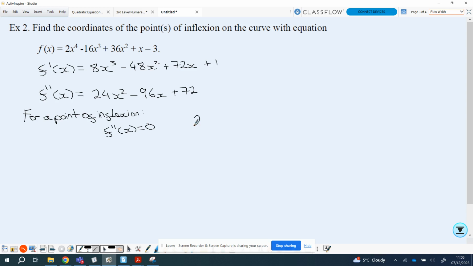So let's set this equal to 0. 24x squared minus 96x plus 72 equals 0. You can divide every term by 24, so that you would end up with x squared minus 4x plus 3 equals 0. Again, if you didn't see the 24 straight away, just keep dividing until you end up with the simplest. And then factorise that.